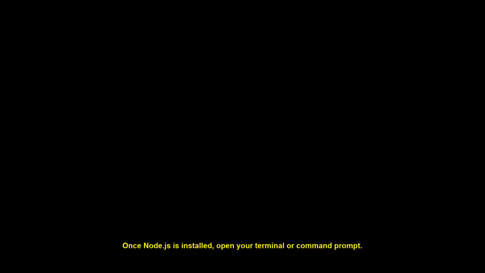Once Node.js is installed, open your terminal or command prompt. Navigate to the directory where you want to create your new project. Use the command npm create vite@latest to start creating a new Vite project. You will be prompted to enter the name of your project. Type your desired project name and hit enter.